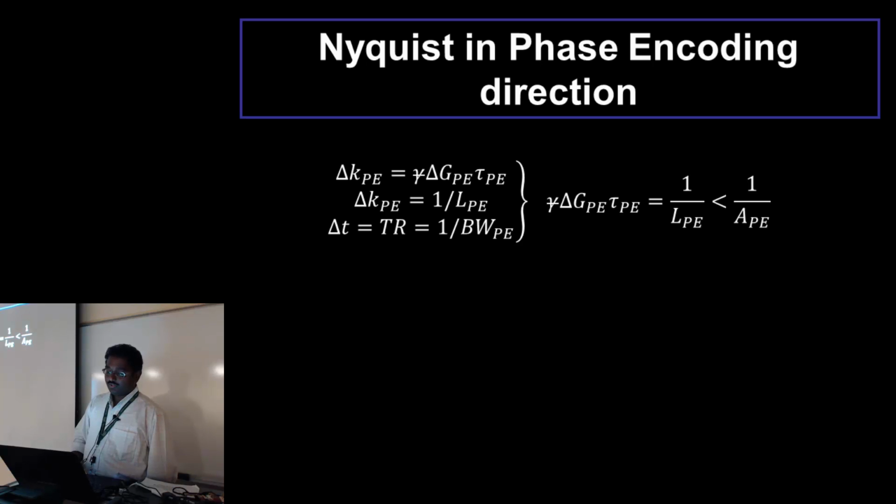Okay, so we saw that in the read direction. In the phase encoding direction, things are a little bit different, like we said in the beginning of the class, that the phase is being accrued as a function of your gradient step rather than time. So that's why things are a little bit different, but essentially the relationship between delta k and field of view remains the same. Delta k is equal to 1 by L. Is that clear to everybody?